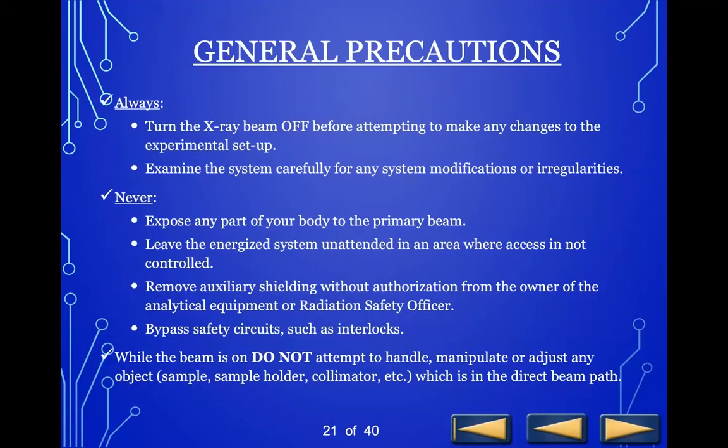General precautions. Always turn the X-ray beam off before attempting to make any changes to the experimental setup, and always examine the system carefully for any system modifications or irregularities. Never expose any part of your body to the primary beam. Never leave the energized system unattended in an area where access is not controlled. Never remove auxiliary shielding without authorization from the owner of the analytical equipment or radiation safety officer, and never bypass safety circuits such as interlocks. While the beam is on, do not attempt to handle, manipulate, or adjust any object which is in the direct beam path.